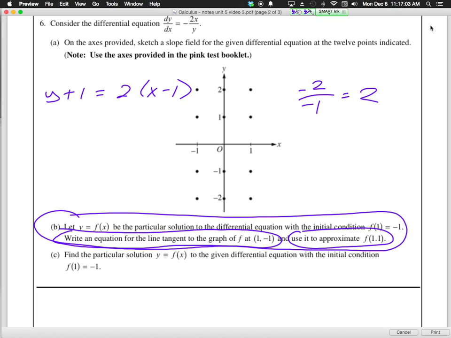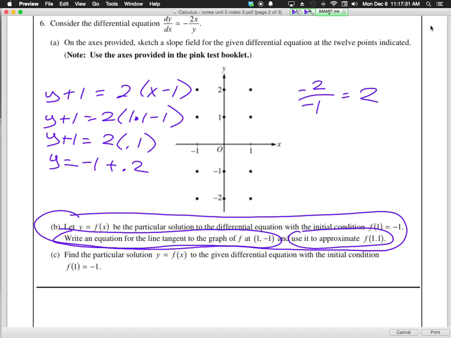We want to use it to approximate f of 1.1. So what do you think we want to do to use the tangent line we just wrote to approximate f of 1.1? Plug in 1.1 for x. That's all we got to do. So y plus 1 equals 2 times (1.1 minus 1). So this would be 2 times 0.1. So I'm going to have negative 1 plus 0.2, which gives me what? Negative 0.8.